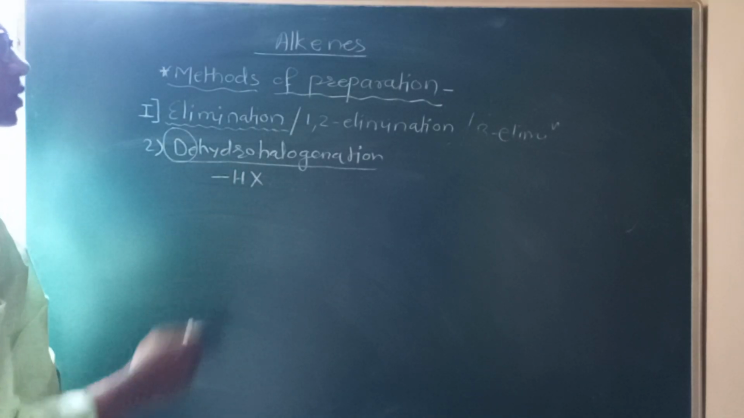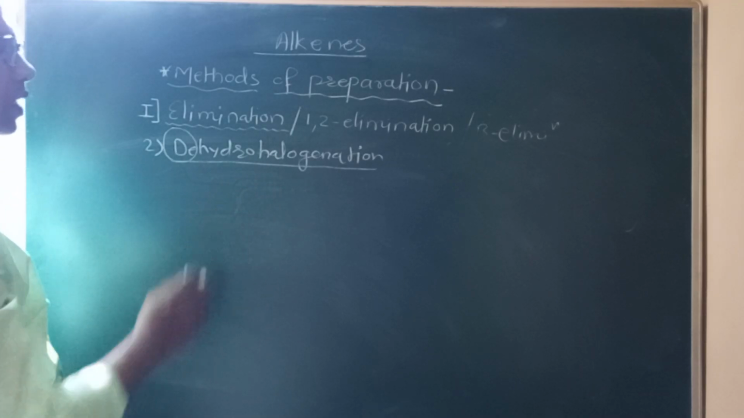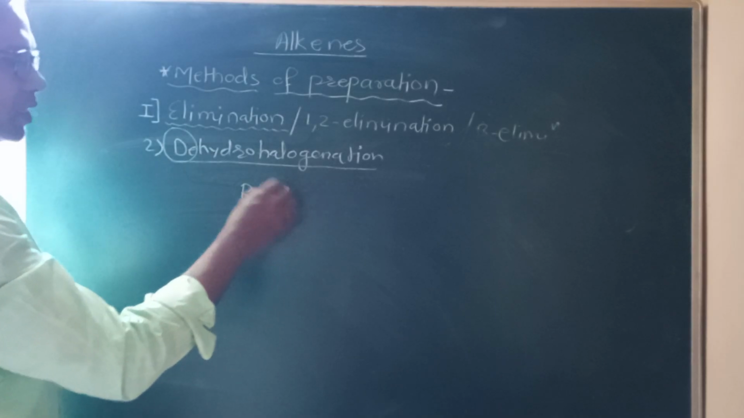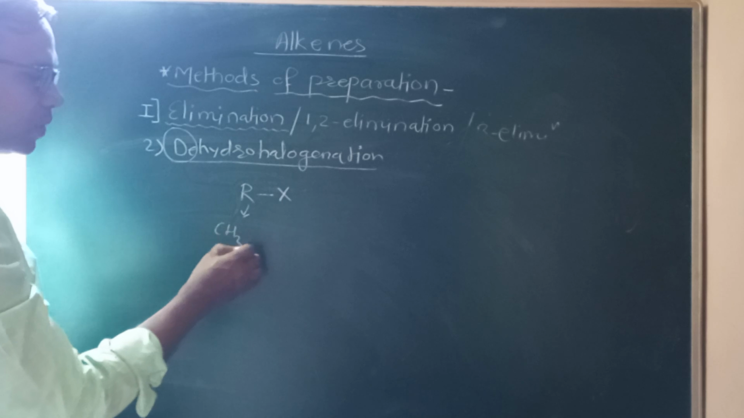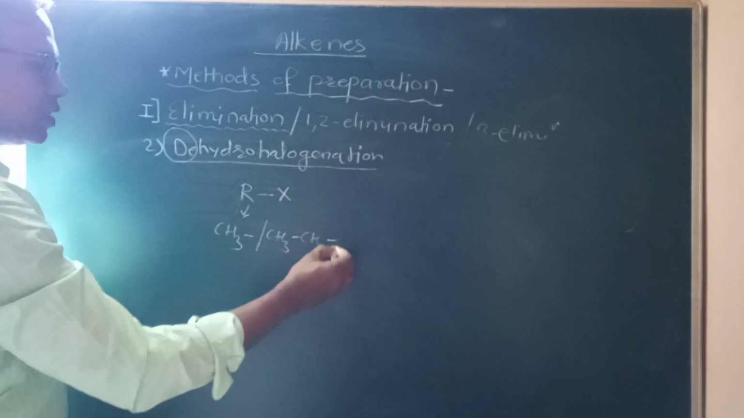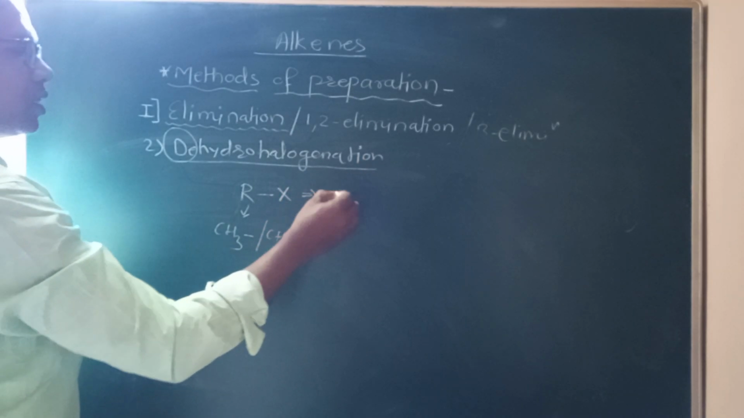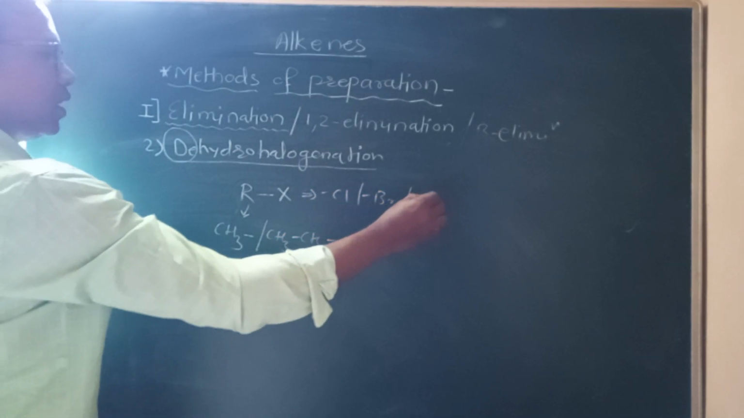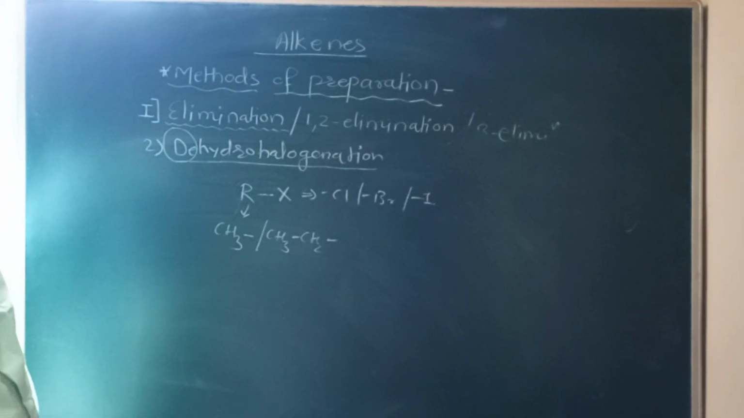Who can lose HX? Alkyl halides can lose HX. So here our reactant will be alkyl halide. Now how are alkyl halides represented? They are represented as RX, where R means the alkyl group. Maybe methyl group, that is CH3, maybe ethyl group, that is CH3CH2, and so on, maybe propyl group. Similarly, X may be Cl, Br, or I. Any alkyl halide except fluoride, because fluorides are generally found to be explosive in nature.